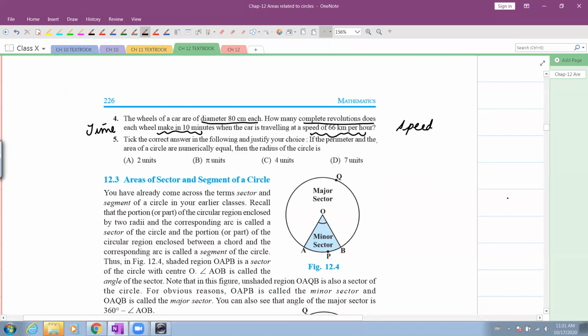So the first thing you want to find out is the distance covered by the car in 10 minutes with the help of the time and the speed given to you. Please be careful, the speed is given as 66 kilometers per hour, whereas the time is given in minutes. So you will convert the time into hours and then find the distance, or you can apply the unitary method to find out the distance covered. Once you have the distance covered by the car, you can find out how many revolutions the wheel made in order to cover that distance, and you have been given the diameter of the circle. Let's write this down.